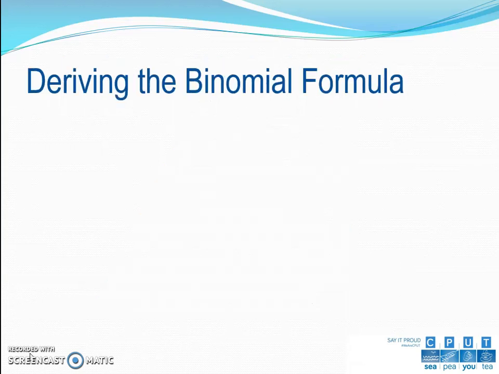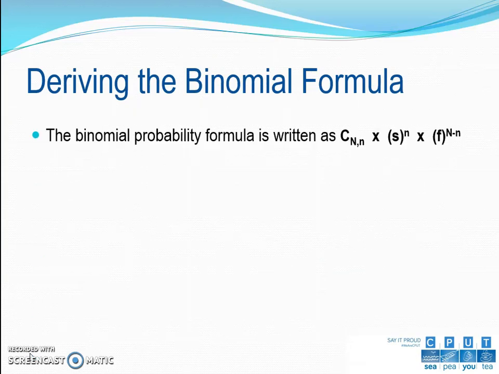Now let's go to deriving the binomial formula. The binomial probability formula is written as follows: C(N, n) multiplied by (s) to the power n, multiplied by (f) to the power of N minus n. Let's explain what this formula means.